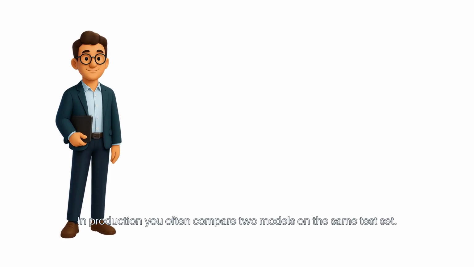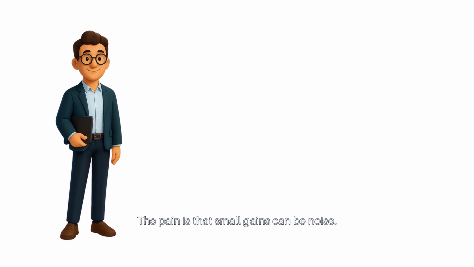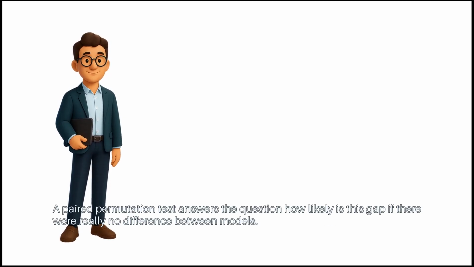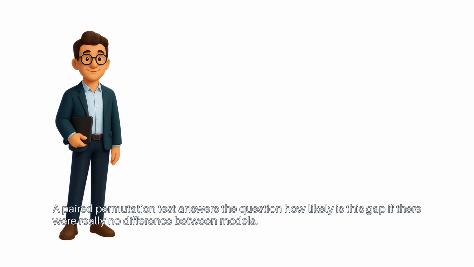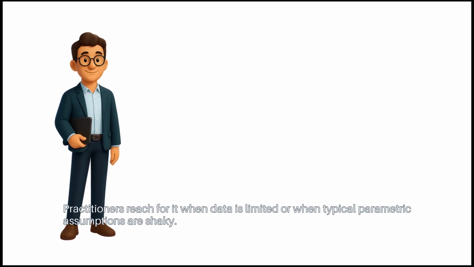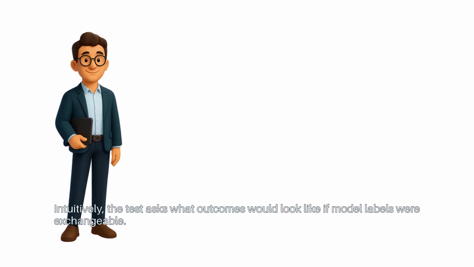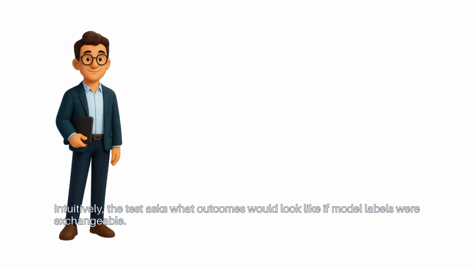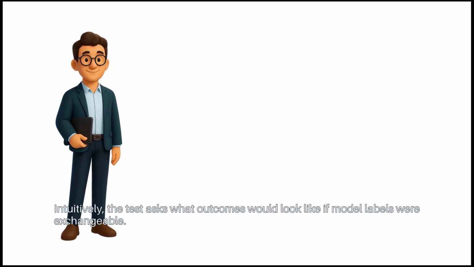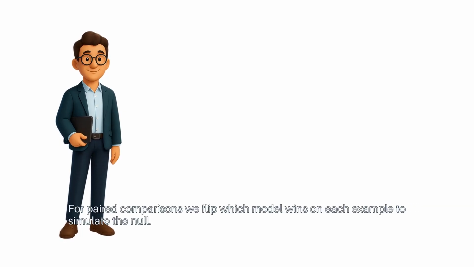In production, you often compare two models on the same test set. The pain is that small gains can be noise. A paired permutation test answers the question, how likely is this gap if there were really no difference between models? Practitioners reach for it when data is limited or when typical parametric assumptions are shaky. Intuitively, the test asks what outcomes would look like if model labels were exchangeable. For paired comparisons, we flip which model wins on each example to simulate the null.